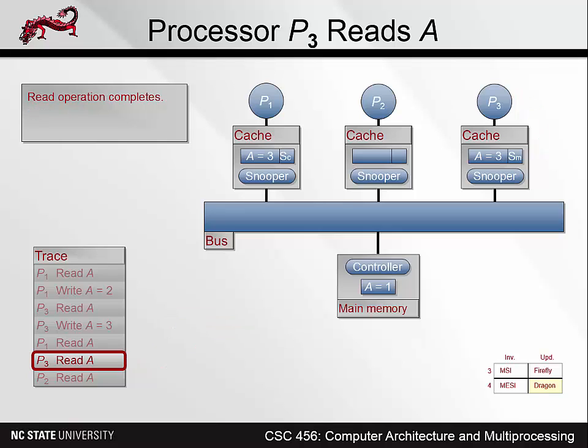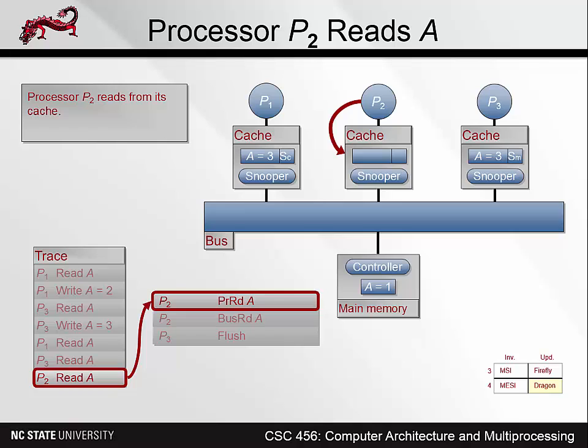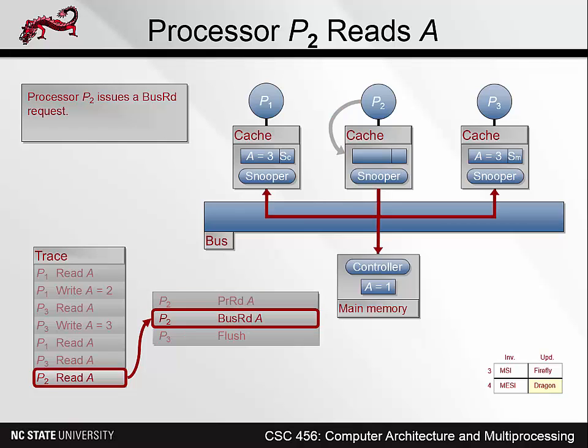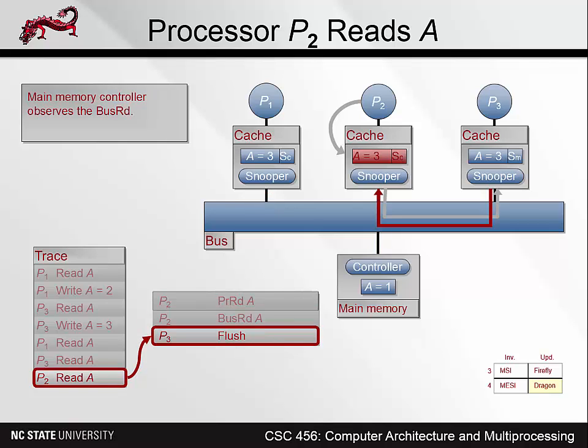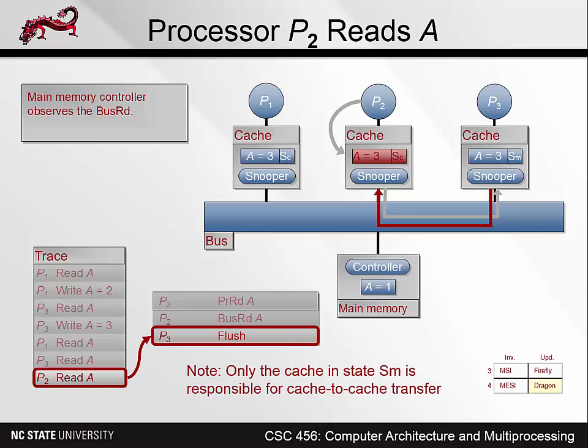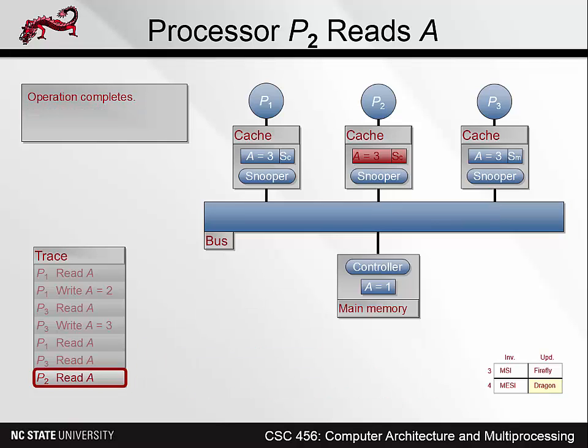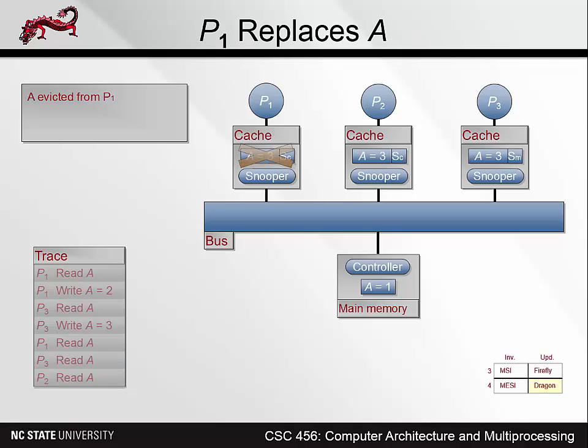The read operation completes. Now, P2 finally gets into the act by issuing a read for A. Since it's a cache miss, it requires a bus transaction, namely a bus read. P3 flushes the block out on the bus, where P2 picks it up. P3 is the one to do the flush because it's the cache in state SM. The read operation is complete. Now all three caches have valid copies of the block. All are in state SC except for P3, which was the most recent processor to write the line.